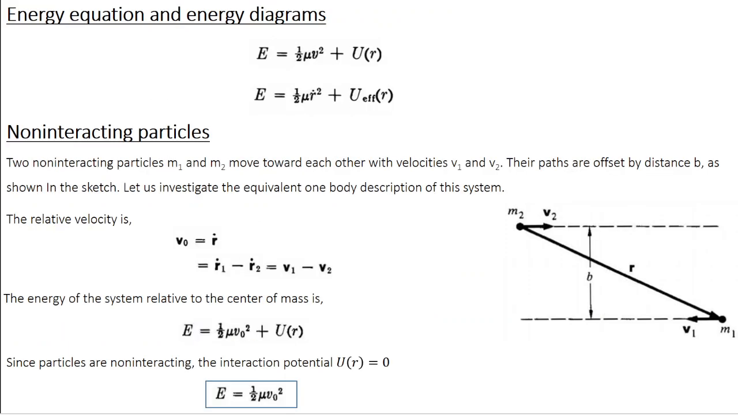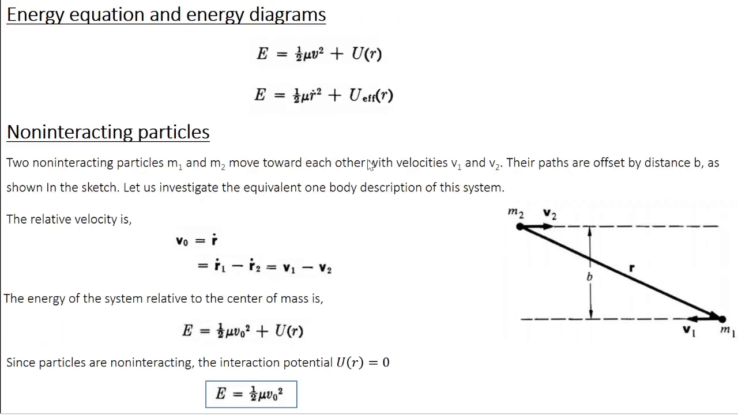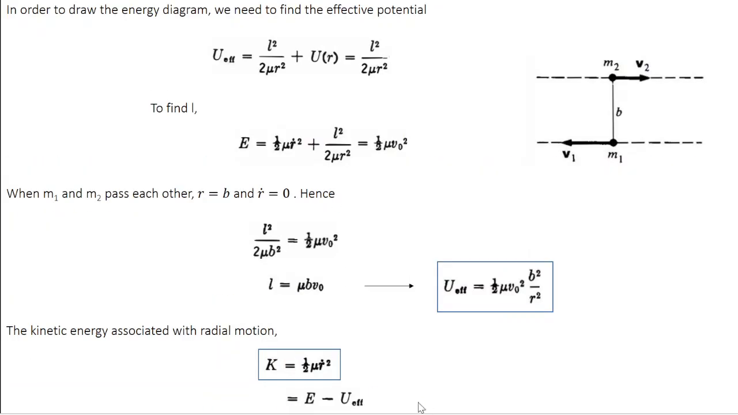As I said in the beginning, you can write total energy using these two equations. Now if you follow the second equation, total energy E equal to half mu R dot square, the radial kinetic energy, plus the effective potential energy. The effective potential energy is given by this term. So my total energy can be written as half mu R dot square plus L square by 2 mu R square, which is nothing but, as I derived here, half mu V naught square.